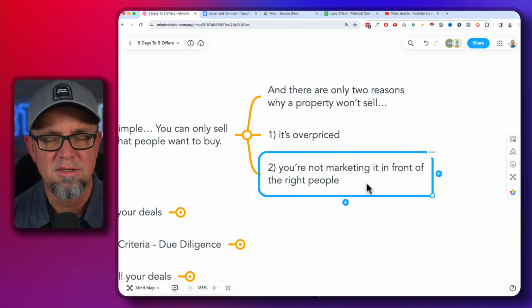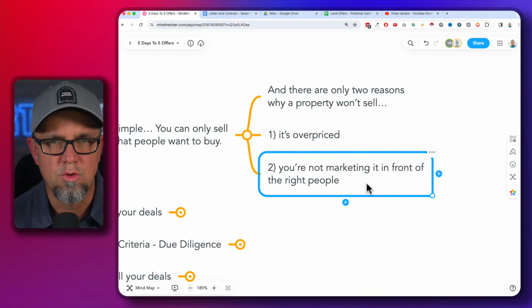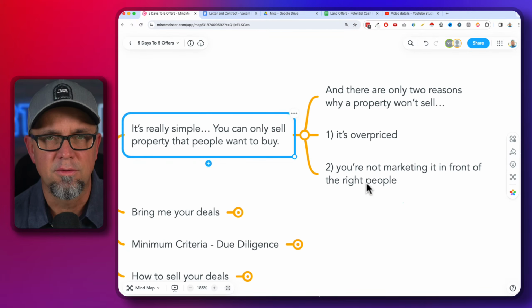Some people resist this, and I don't understand why. Just hire realtors to sell your deals for you, and this will help you with the whole licensing, brokering without a license stuff, okay? Just either get your license or work with realtors who are licensed, but get it in front of the right people.